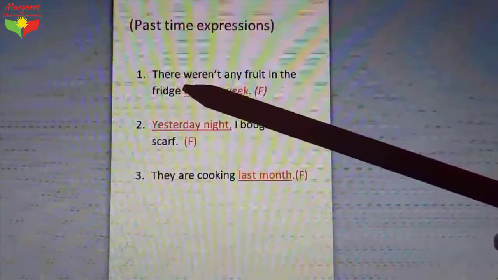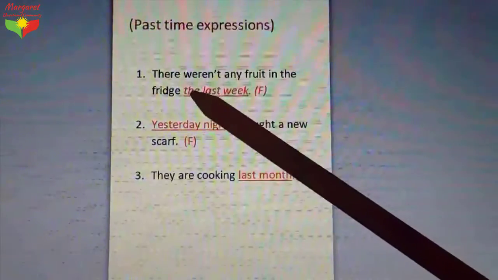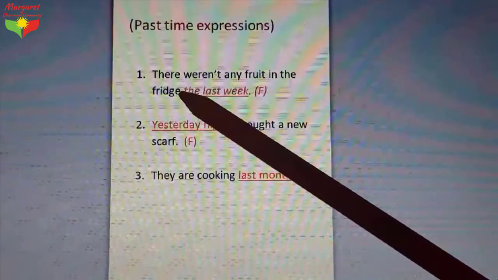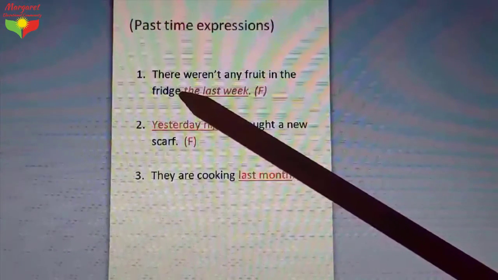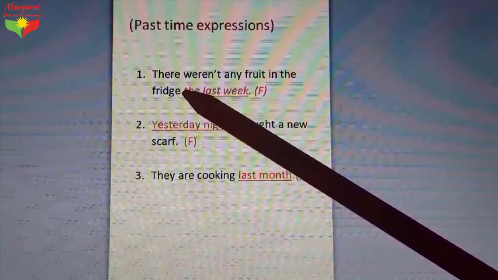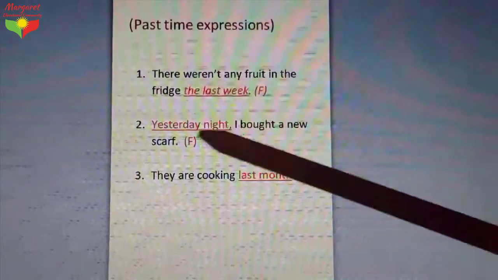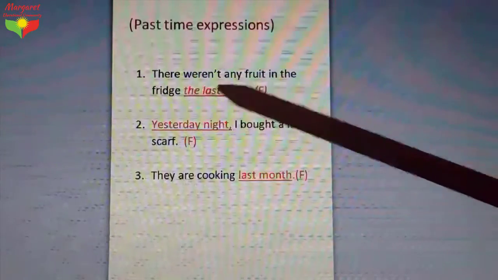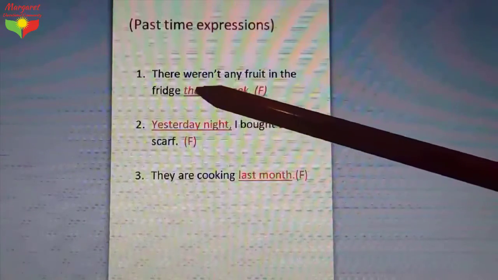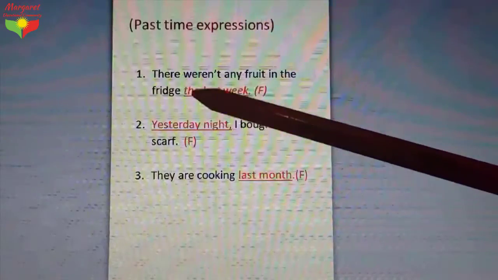You have to remove that, okay? You have to say it in this way: remove it, erase it. There weren't any fruit in the fridge. At this time, in the fridge, last week, at this time, it will be right. But if you say the last week, it will be false. With last week, last month, last year, we can't. Okay? It's not necessary to put the.